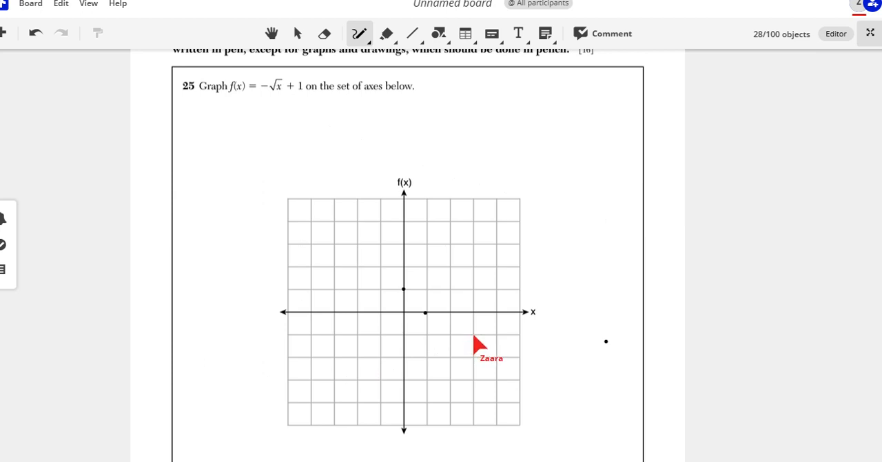It's very easy. You just need to know the graph of the square root of x. Because of the negative, it will be reflected over the y-axis, and then you have to move it 1 unit up. Here you can take some values of x. Okay, you are taking some values of x, right? Yep. Okay, please proceed.